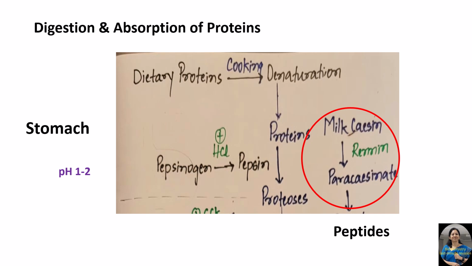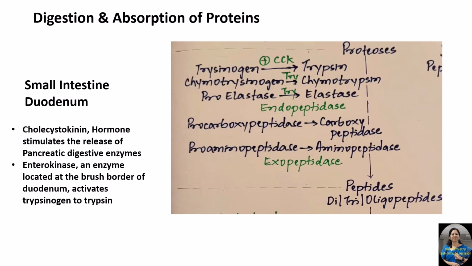In infants, the milk protein, that is casein, is acted upon by renin, which converts casein to paracaseinate, and subsequently paracaseinate gets broken down to peptides. Proteoses enter into the small intestine, that is the duodenum.